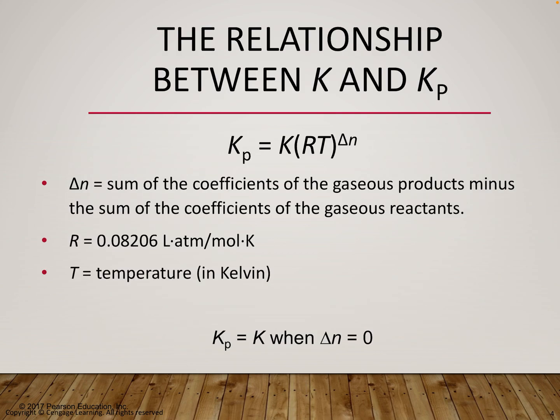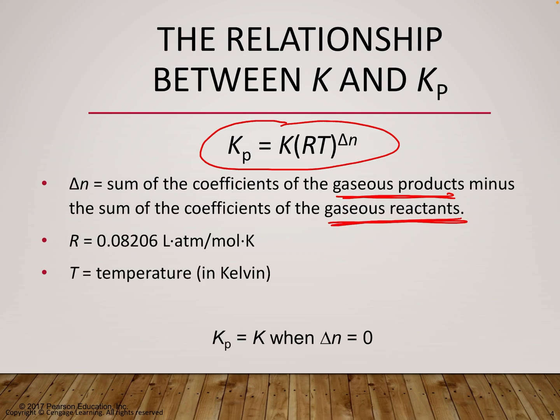So if we are given K, we can solve for Kp and vice versa. And they're related by this equation here. Kp is equal to K times RT raised to the power of delta n. So delta n is going to be the sum of the coefficients of the gaseous products minus the sum of the coefficients of the gaseous reactants. Okay, so it's products minus reactants.